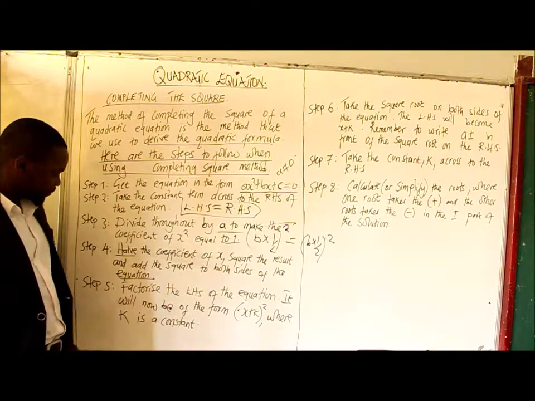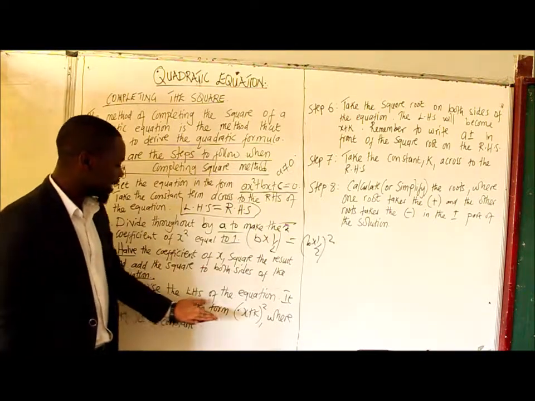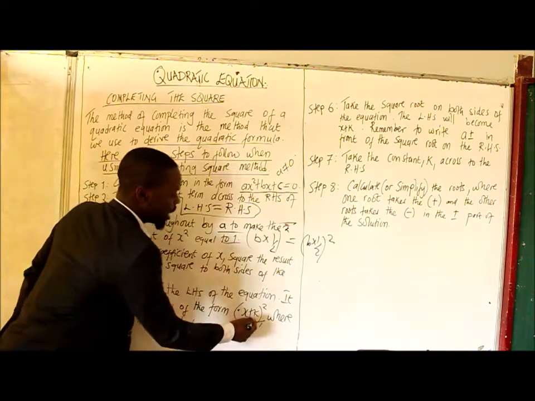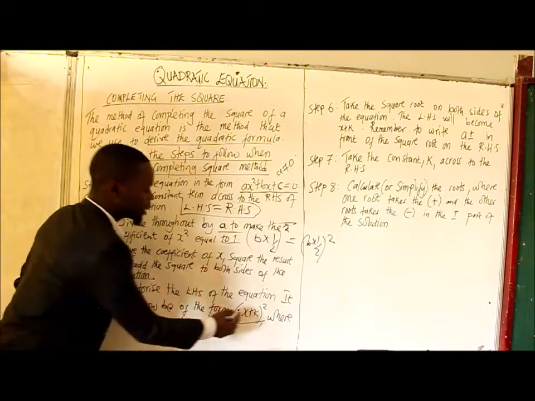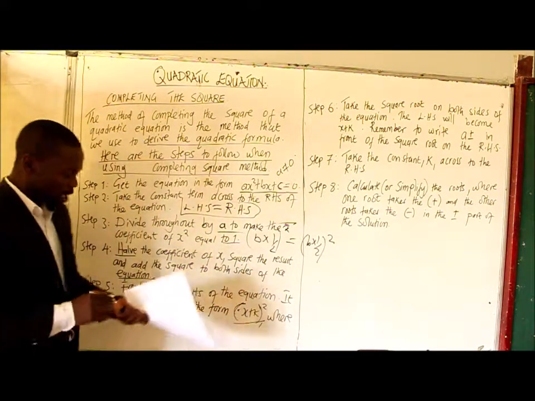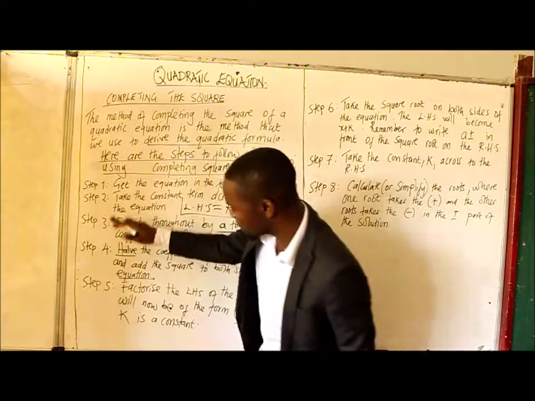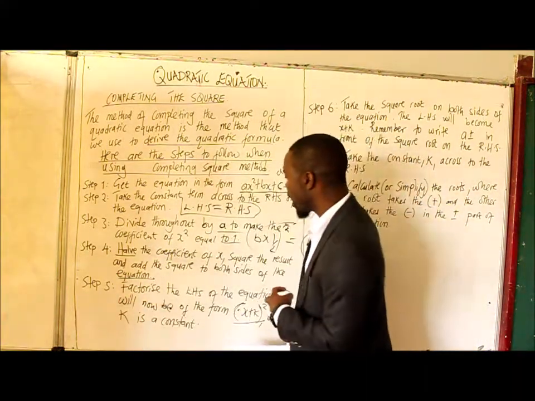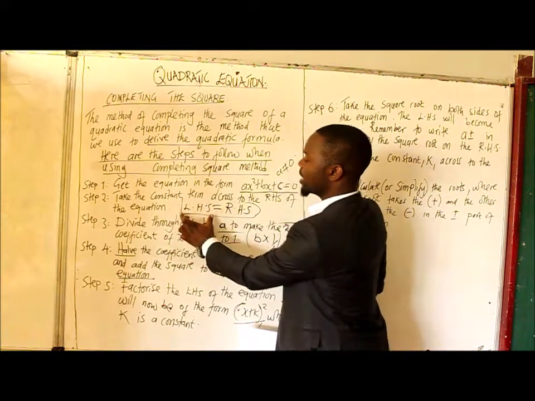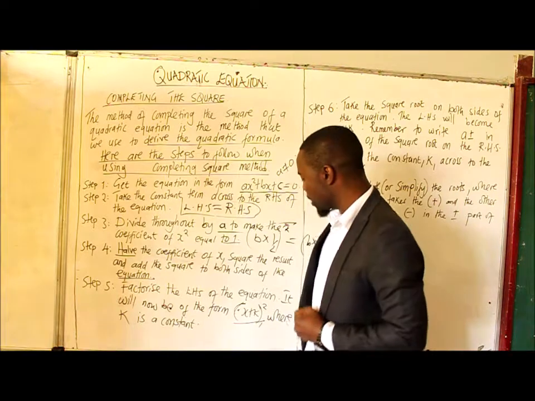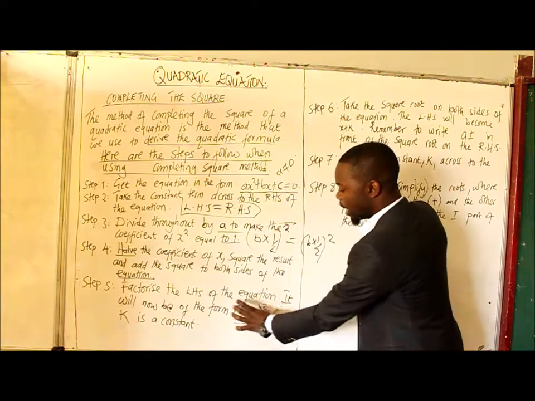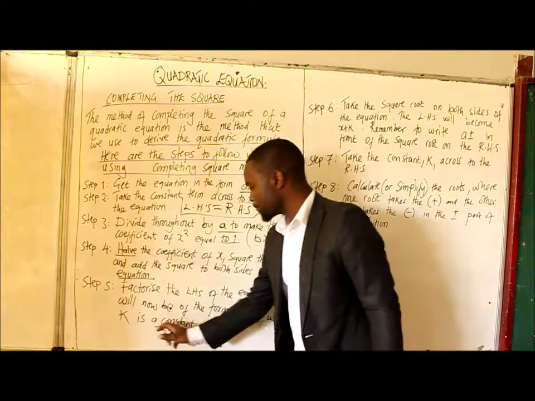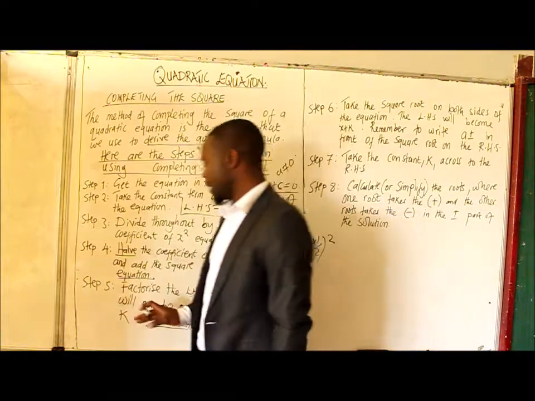Thereafter, we have got step 5. Step 5 is saying, factorize the left hand side of the equation. It will now be in the form of x squared plus kx plus k squared when you factorize it. So after you are done with all the steps, when you reach step 5, you are required to factorize the left hand side. It will give you an expression in the form of x plus k all raised to the power 2, where k is a constant, a number in this case.